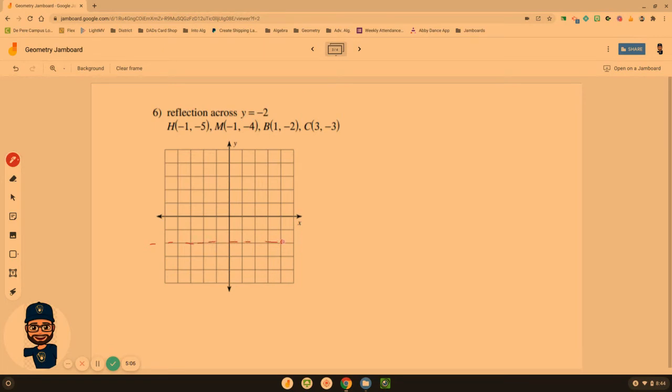Right down here, y equals -2. That's that line, y equals -2. So everything needs to get flipped over that line in a sense. I need to take the point -1, -5, so that's H.